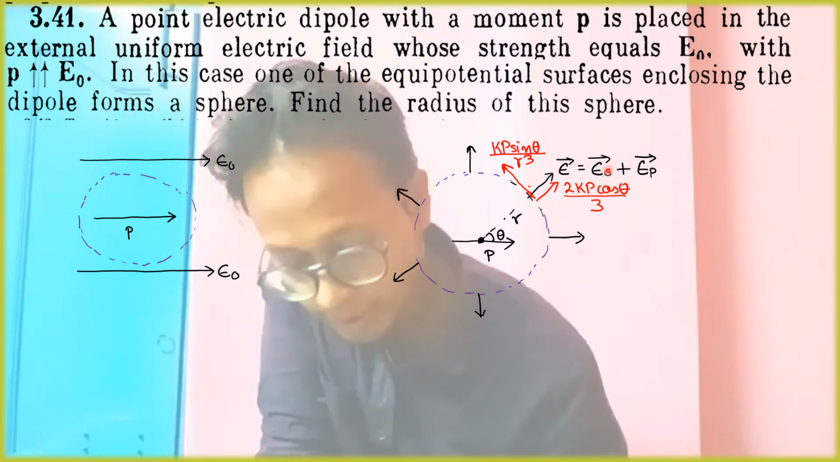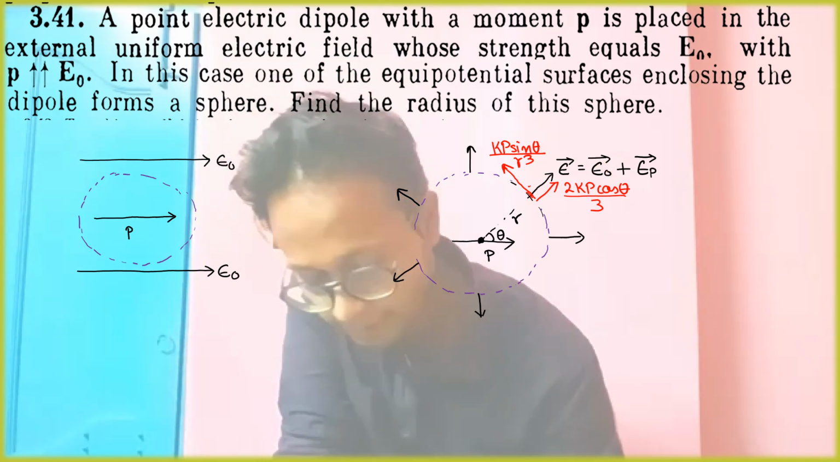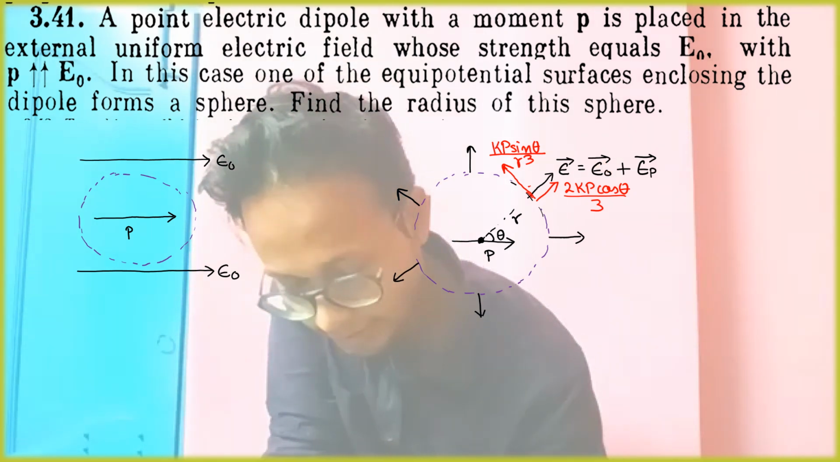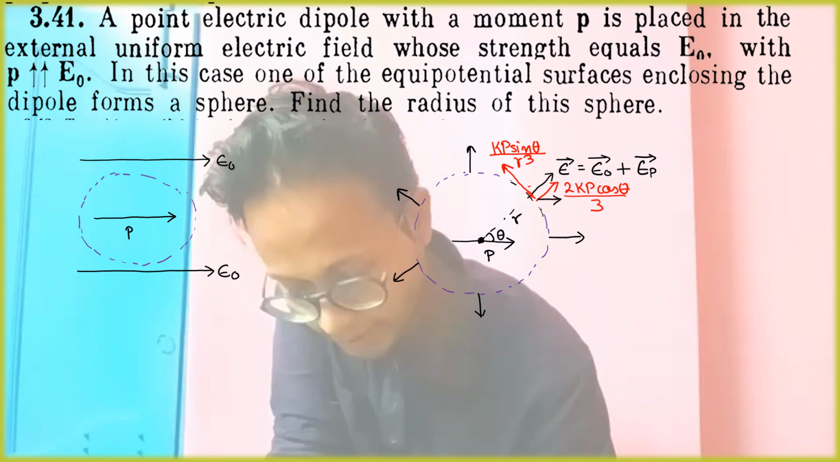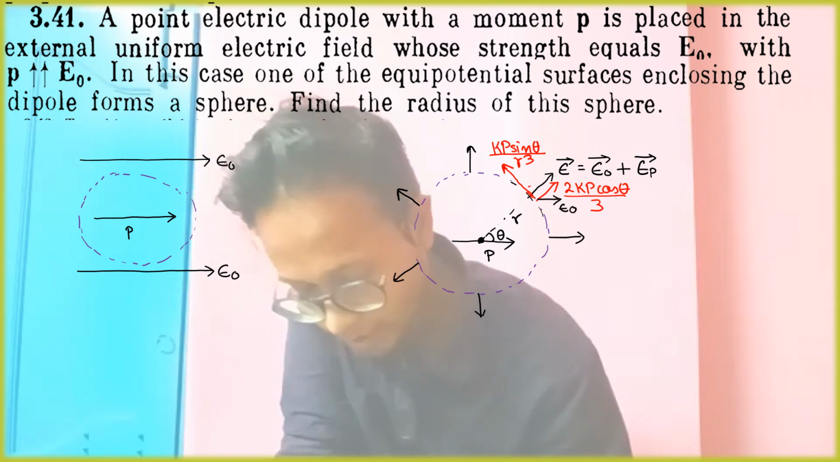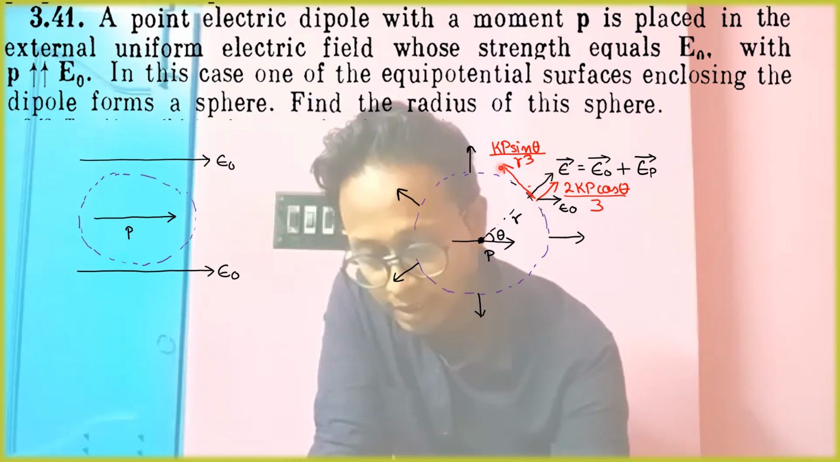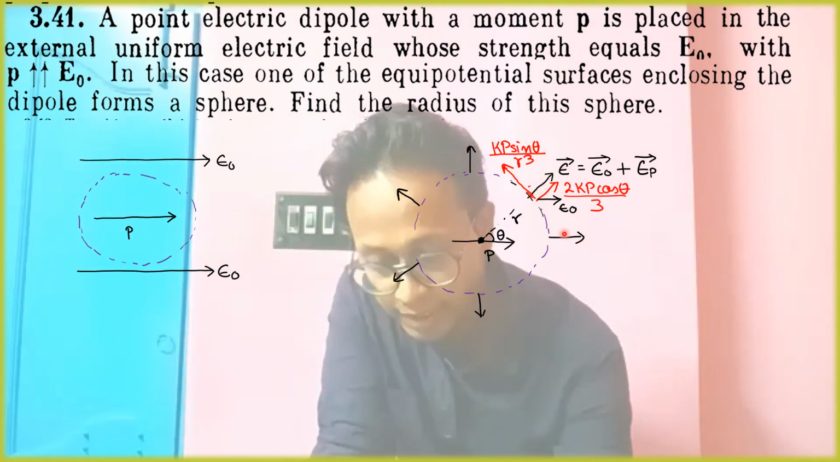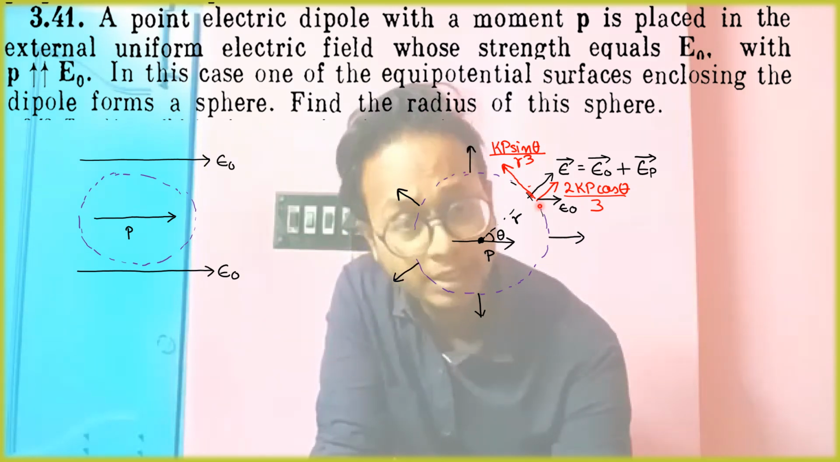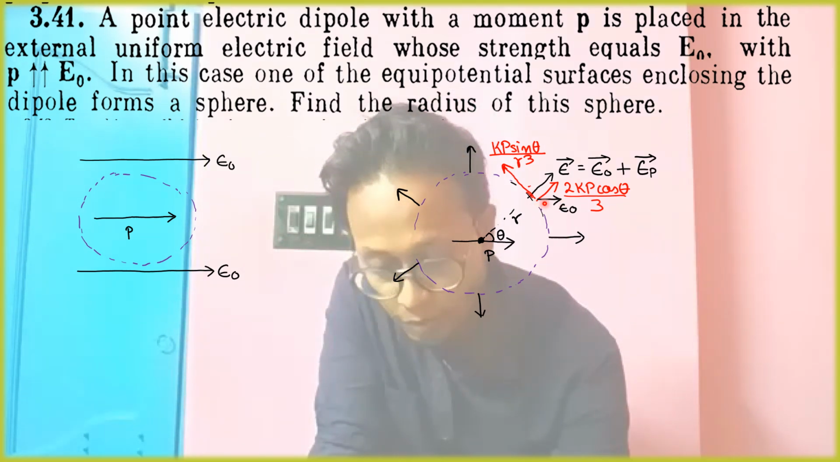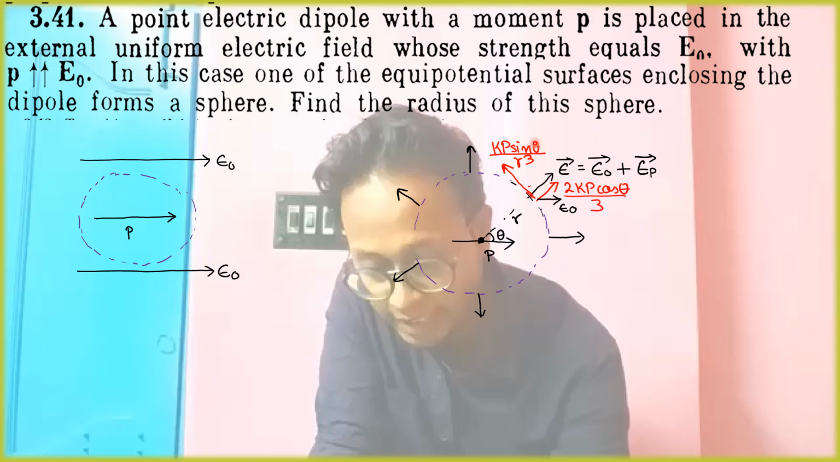Now there is another electric field. The external electric field is in this direction, E naught. Now the total electric field is in the radial direction. That means the tangential component of the electric field will be zero, isn't it? That means the tangential component of E naught would cancel out this Kp sin theta by r cube.